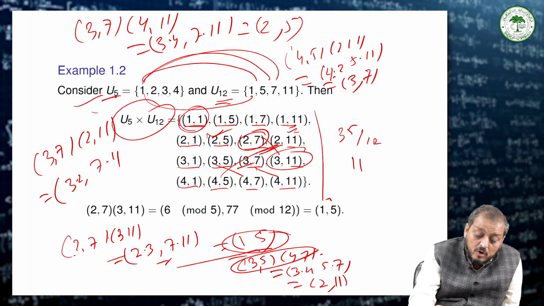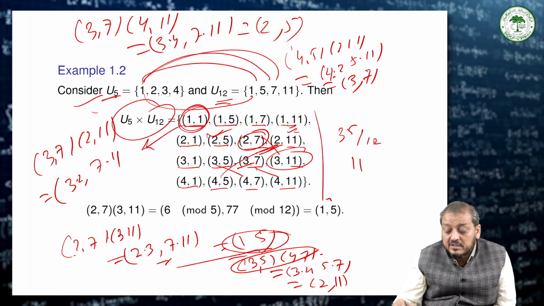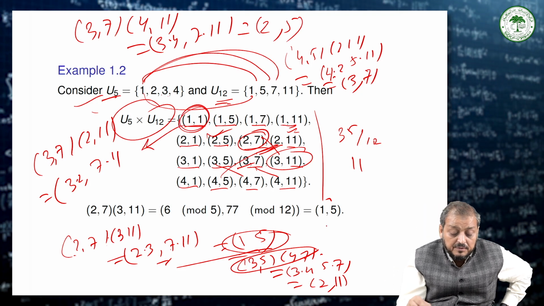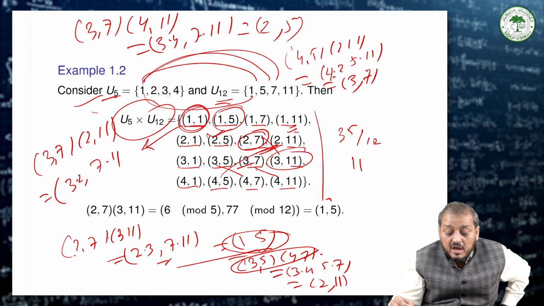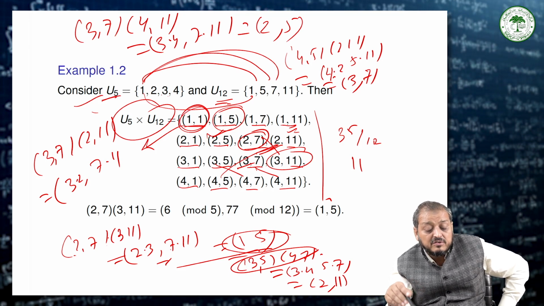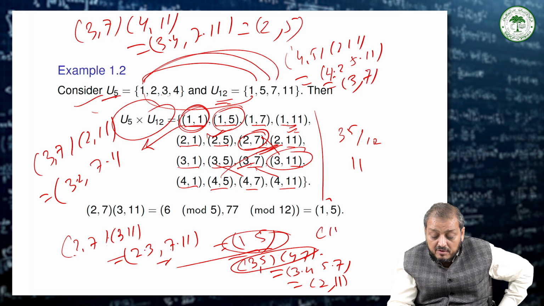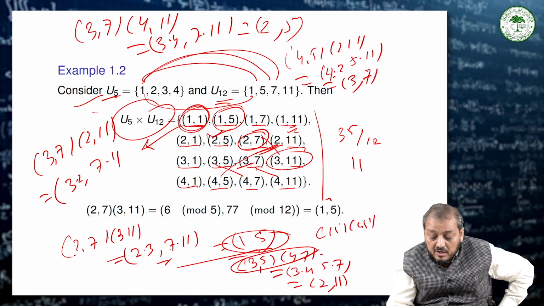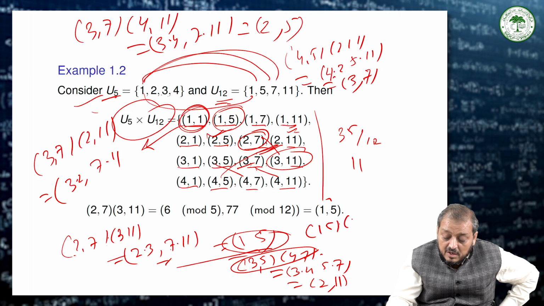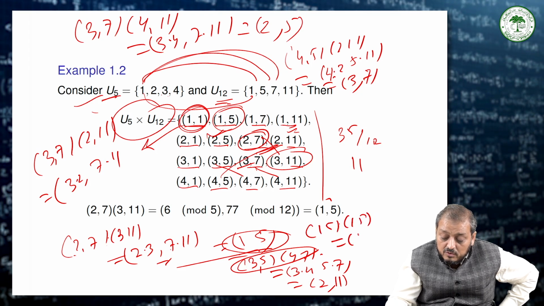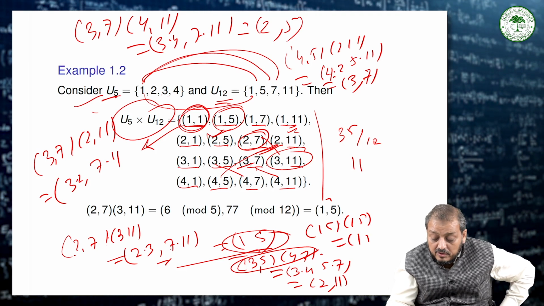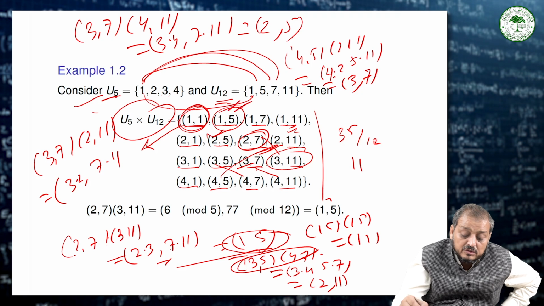1 comma 1 is working as the identity element. Now if you want to check 1 comma 5: 1 into 1 is equal to 1, and 5 into 5 is equal to 25. So you take 1, 5 and another 1, 5. 1 into 1 is equal to 1, and 5 into 5 is equal to 25, which modulo 4 is equal to 1. So 1, 5 is the inverse of itself.